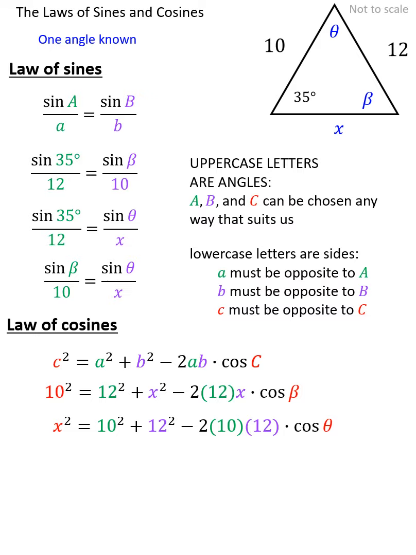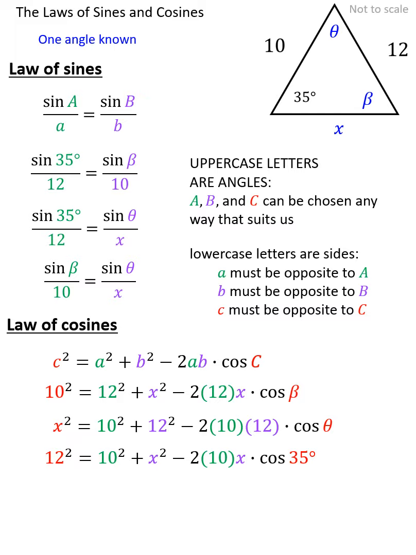Well, here I chose to start with beta, and then I chose to start with theta, but I could also choose to start with a 35-degree angle. This is also correct because I've started with an angle, I've ended my formula with an angle, 35 degrees, and I've started my formula with the 12, which is the side opposing the 35-degree angle.